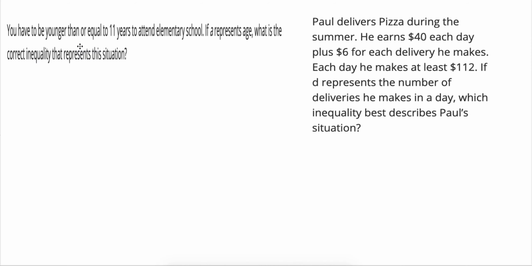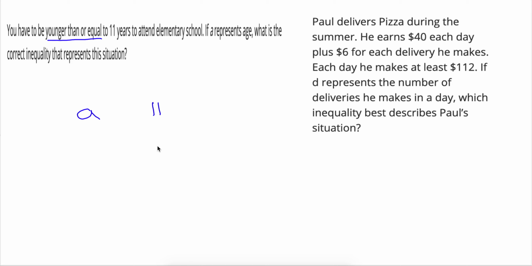You have to be younger than or equal to 11 years to attend elementary school. If A represents age, what is the correct inequality that represents this situation? So you're looking for your age, and you have to be something compared to 11 years old. Well, you have to be younger than or equal to.